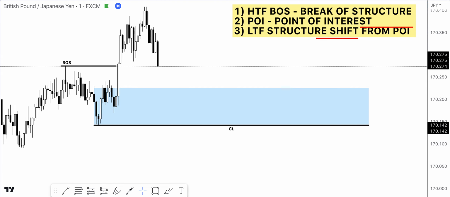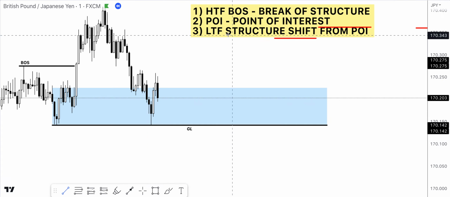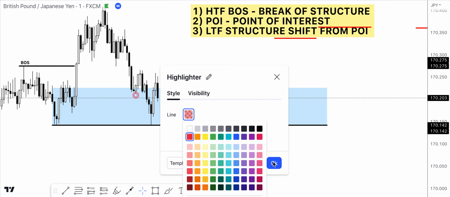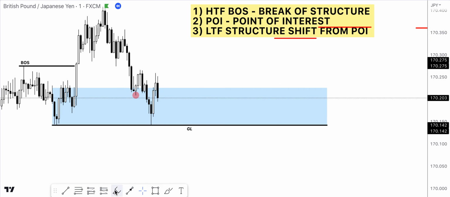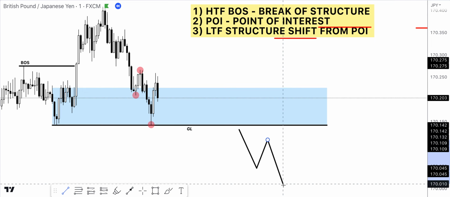Okay, so we're looking for price to come back into our POI, and that's exactly what price does. So price comes in, and now we need to look at structure on the lower time frame. Okay, so we can use a highlighter here, and let's mark this on in red to indicate the bearish market structure. So we have a low in the market, we have a lower high, followed by a lower low. Okay, so our entry schematic on the lower time frame, we want it to look like this. So we have a lower high, followed by a lower low.